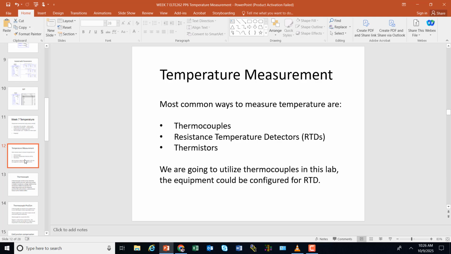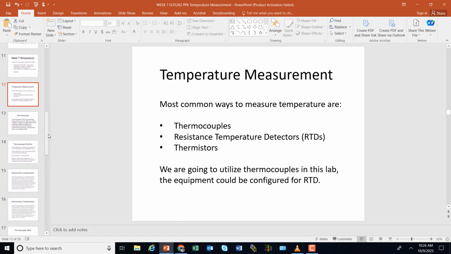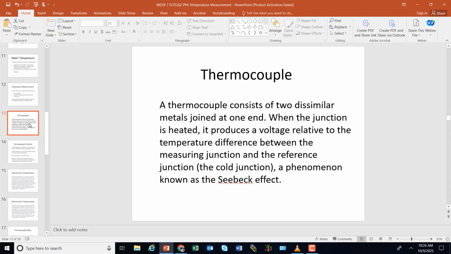Temperature measurement. In industrial automation, the most common ways to measure temperature are thermocouples, resistance temperature detectors, and thermistors. We're just going to use thermocouples in this lab, although the equipment that we have can be configured with RTDs. Thermocouples are the least expensive. RTDs are really not that expensive either, but thermocouples are pretty easy to set up. They're going to give us some pretty basic temperature measurement to give us the idea of how this all works.